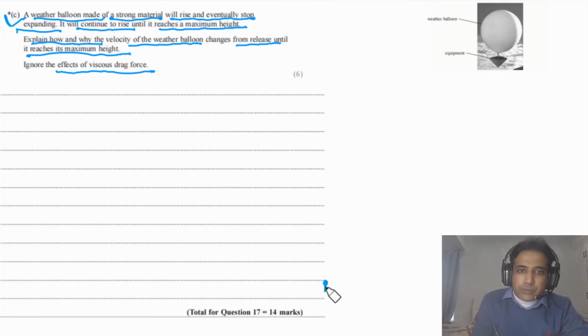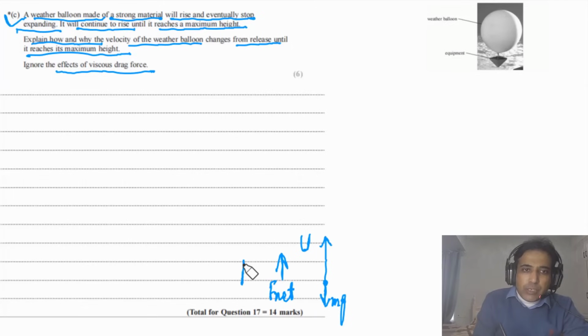So we can take this as the point of release. At this point, we have mg and we have upthrust acting on this balloon. So we can label this as upthrust. As upthrust is greater, it means that there is a net force on the balloon. So due to the net force, this balloon will accelerate in the upward direction. As this balloon accelerates, it means that its speed is increasing. So this is how you can write down your answer.